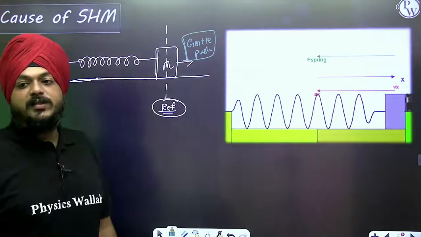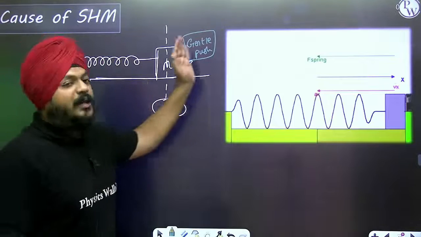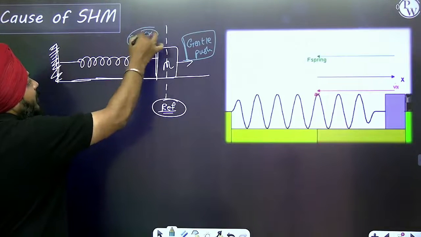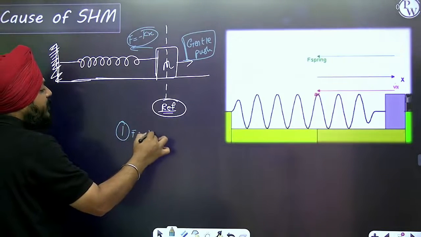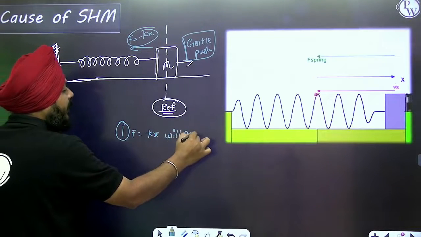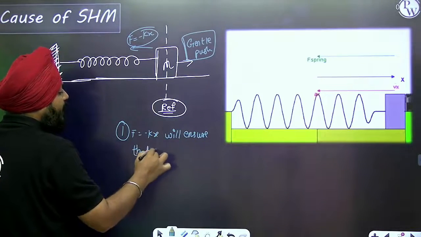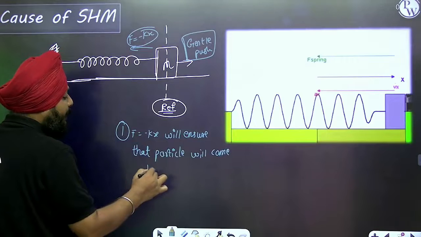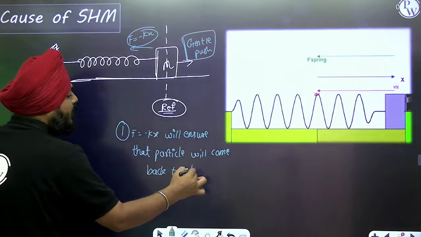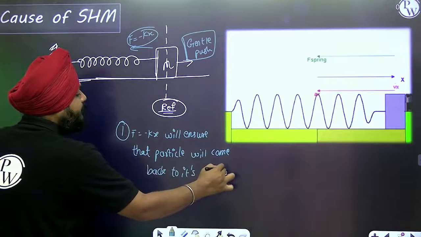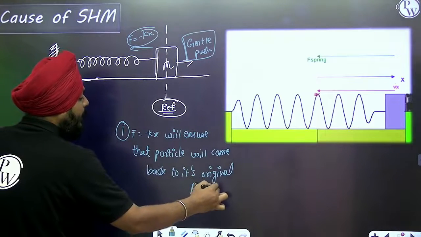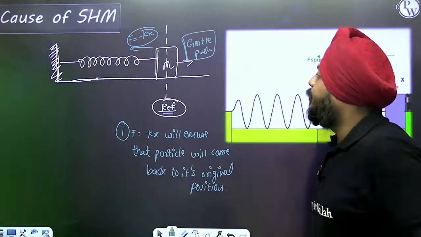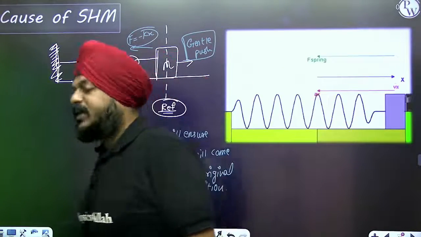Okay, a gentle push is given. Whenever the gentle push is given, a small restoring force is developed, F is equal to minus kx. This F is equal to minus kx will ensure that the particle will come back to its original position. So F is equal to minus kx will ensure that.